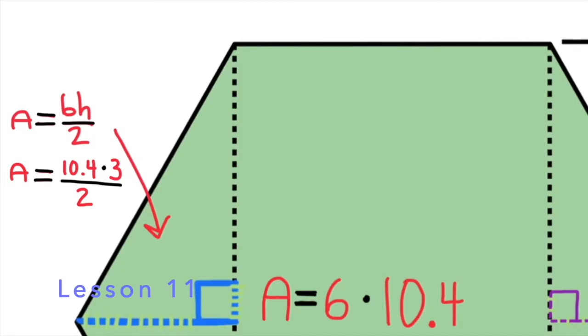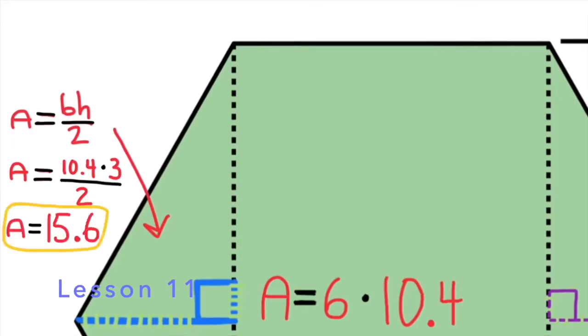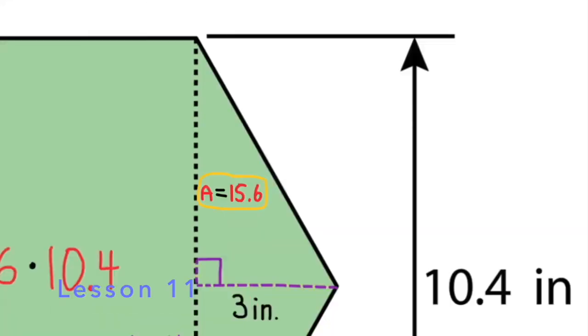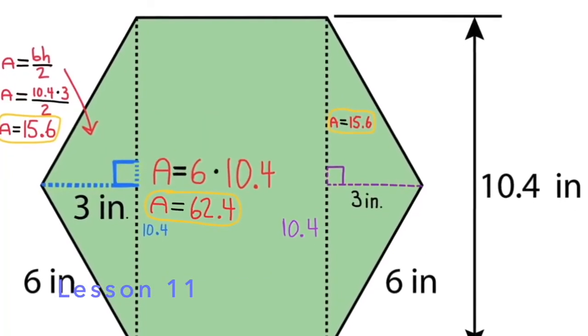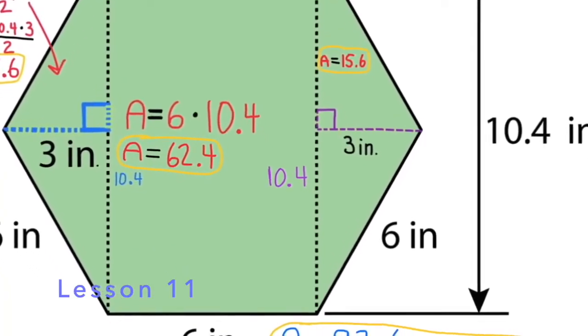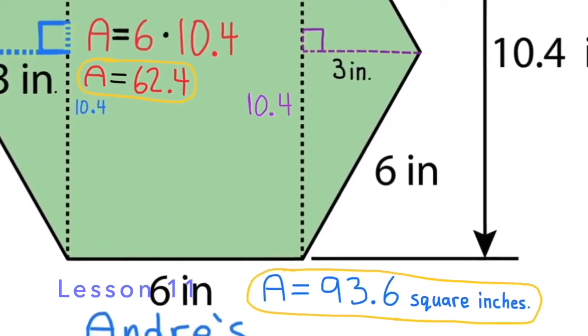So 10 4/10 times 3 divided by 2, or half of 10 4/10 times 3. Half of 10 is 5, and 5 times 3 is 15. Half of 4/10 is 2/10, and 2/10 times 3 is 6/10. The area of each of these 2 triangles is 15 6/10 square inches. Simply add the area of the 2 triangles and the area of the rectangle, and you'll have the area of the hexagon. The area of the hexagon is 93 6/10 square inches.